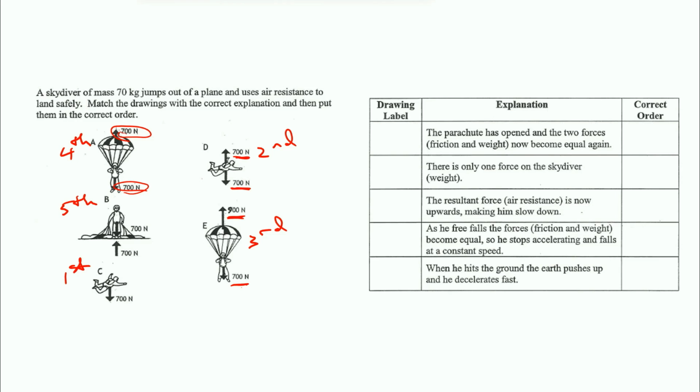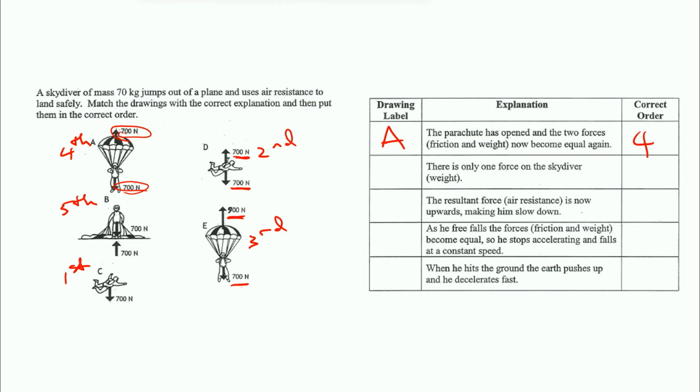Okay, and then, like I said, fifth one, the person is on the ground. Okay, cool. So there's our order. What do we have to do now? Drawing label, explanation. The parachute has opened, and the two forces, friction and weight, now become equal again. Well, that looks like drawing label A, and that was the fourth one.